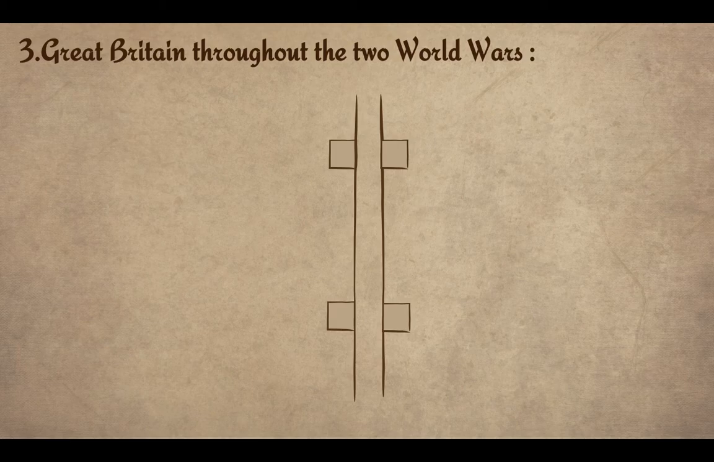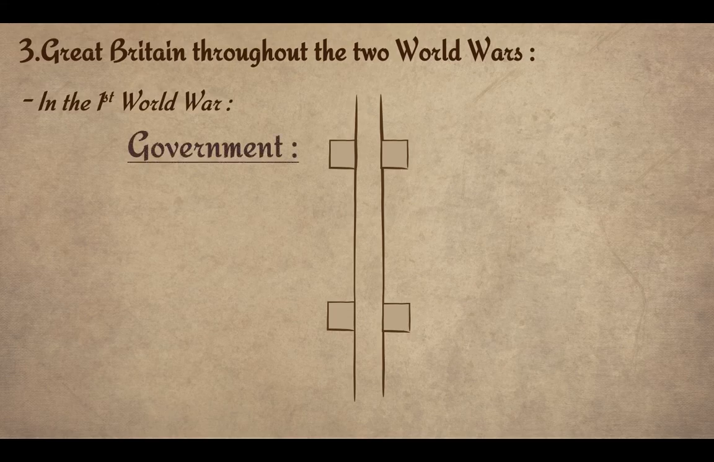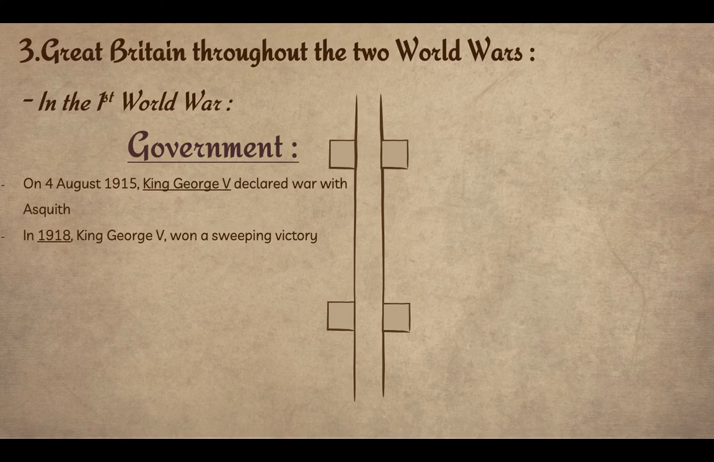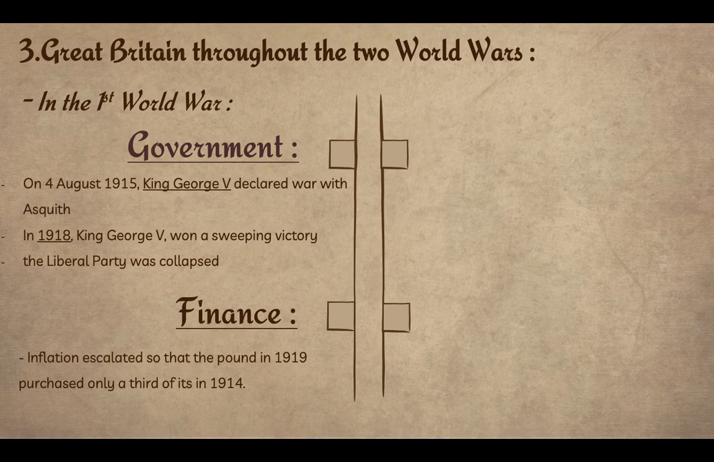Number 3, Great Britain throughout the Two World Wars. In the First World War, about the government. In August 1915, the King announced war with Asquith, the leader of the Liberal Party. In 1918, the King won over Asquith, and the Liberal Party collapsed. About finance, government bonds typically paid 5%. Inflation escalated, so the pound in 1919 purchased only one-third of what it did in 1914.